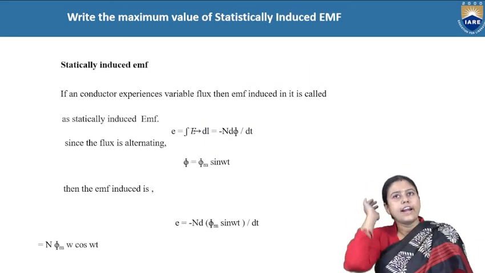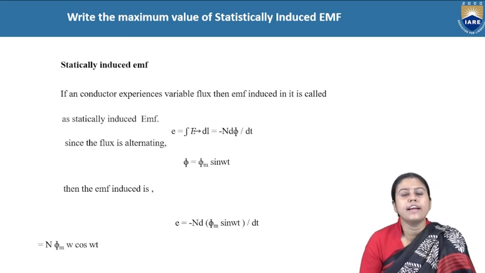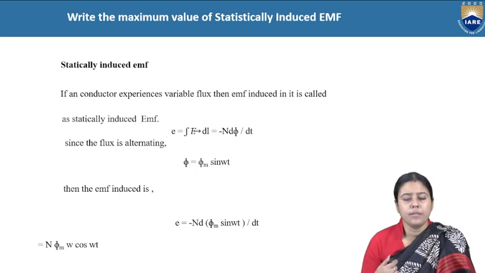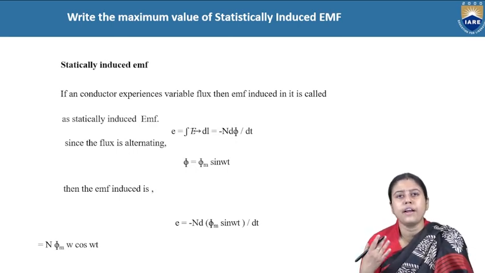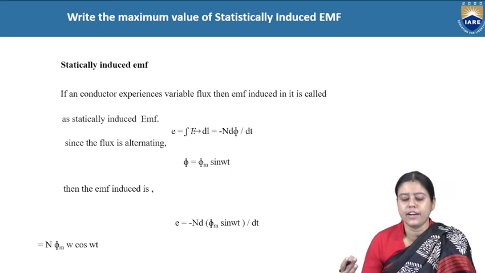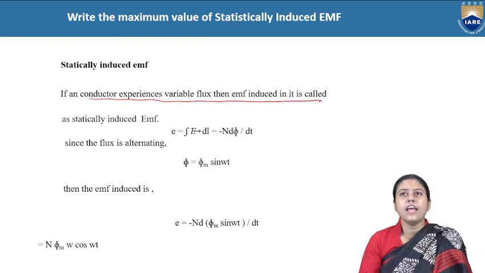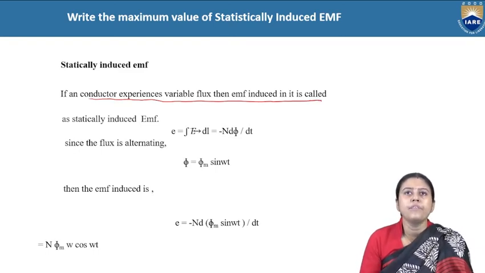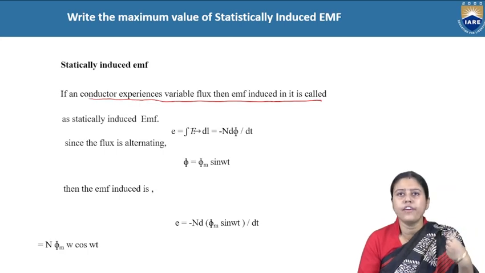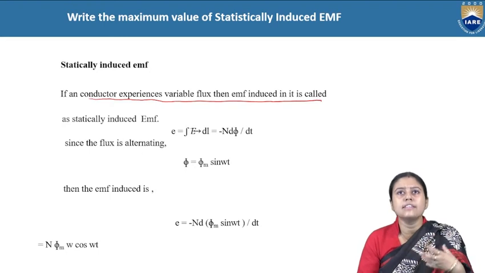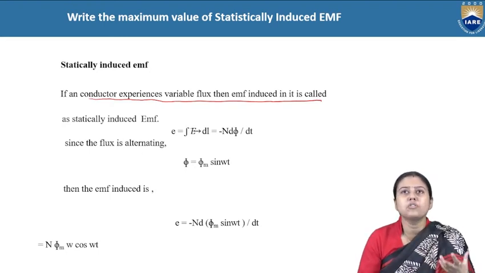Next, what is the statically induced EMF? Statically induced EMF means in the definition we got that the field is moving but the conductors are stationary. So the conductor experiences a variable flux, then EMF is induced. What will happen? The conductors are fixed. Example is transformer. So the conductor is fixed and it is experiencing some induced variable flux.